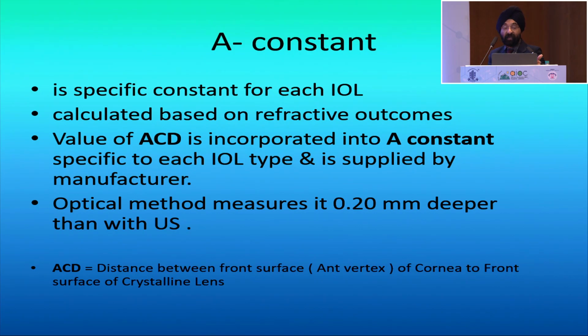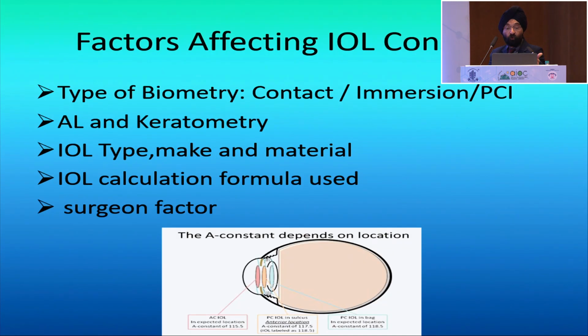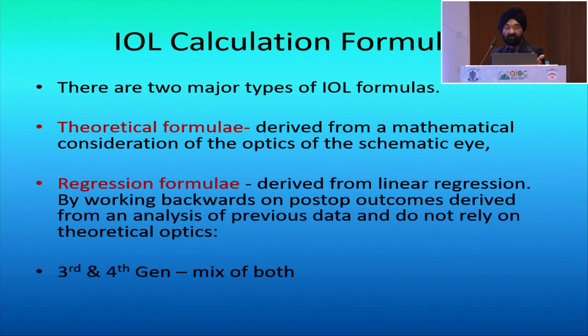What exactly is the A constant? The A constant is a specific constant for each IOL, and the value of anterior chamber depth is calculated by regression and incorporated into the A constant, so indirectly it affects effective lens position. Optical methods definitely measure it 0.2 millimeter deeper than the ultrasound methods. So factors affecting IOL constant are the type of biometry used, axial length, keratometry, IOL types, and surgeon factor.